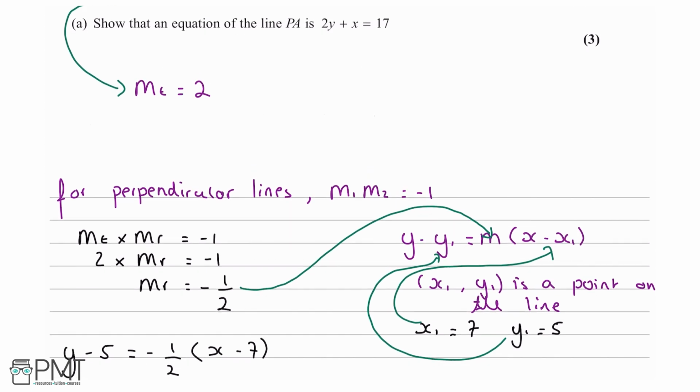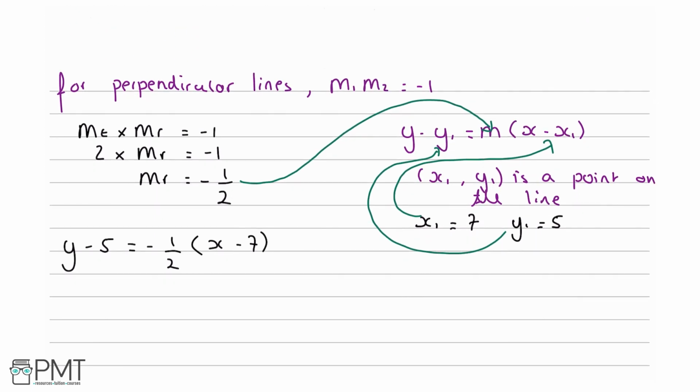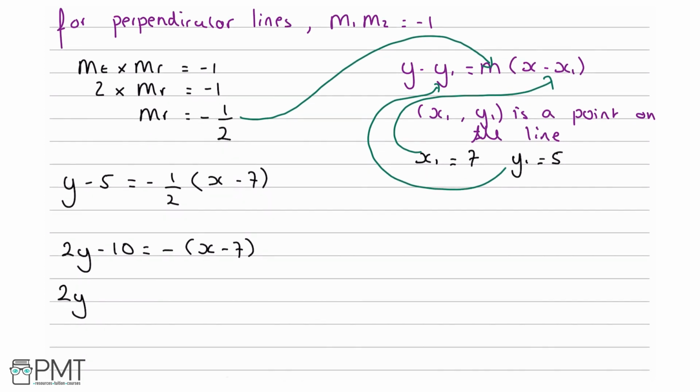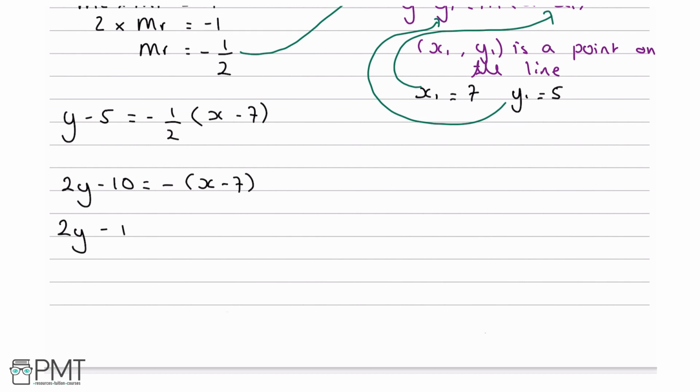Now remember, we need to give it in a specific form, so we need to do some rearranging. I'm going to multiply both sides by 2 first to get rid of this minus a half here. So y minus 5 times 2 is going to become 2y minus 10 equals minus, and then in brackets, x minus 7. Remember to keep your minus on the outside because we haven't gotten rid of it yet. Let's expand these brackets. So we have 2y minus 10 equals minus x plus 7. And this means we're going to bring this x to the other side. So we're going to have 2y plus x equals, and then this minus 10, we're going to move it to the other side to get positive 10. So positive 10 plus 7 equals 17.